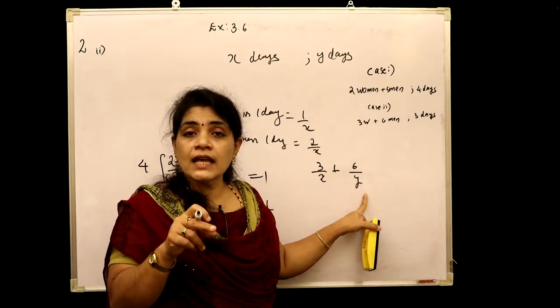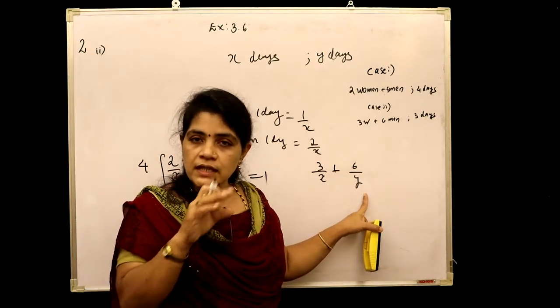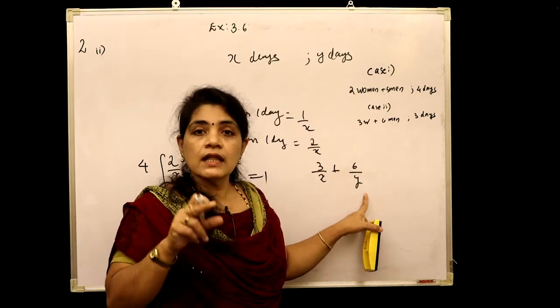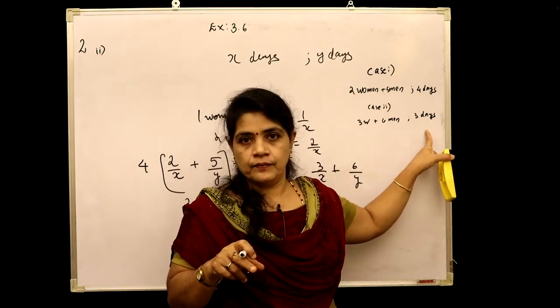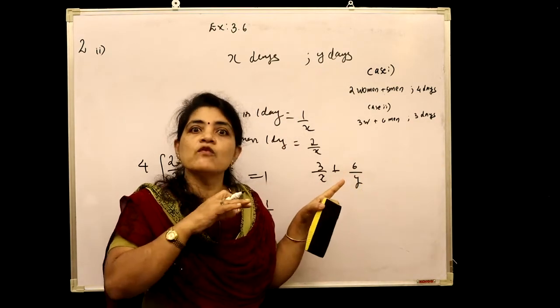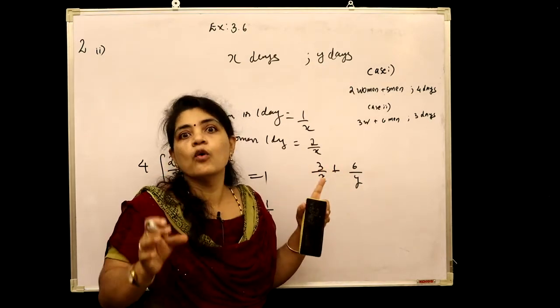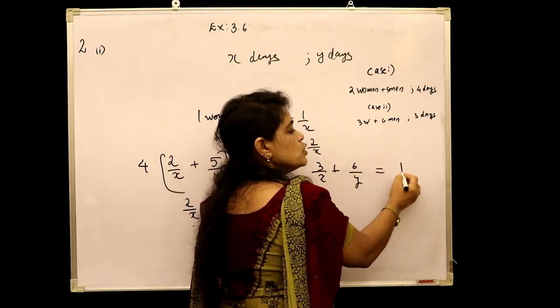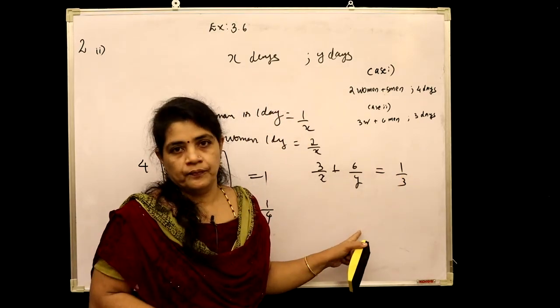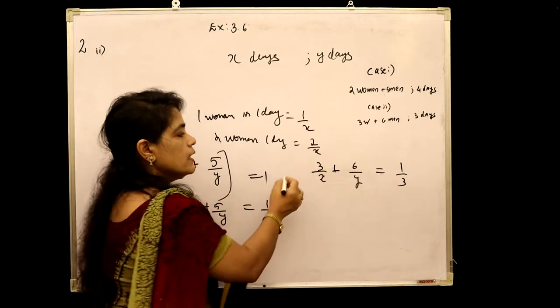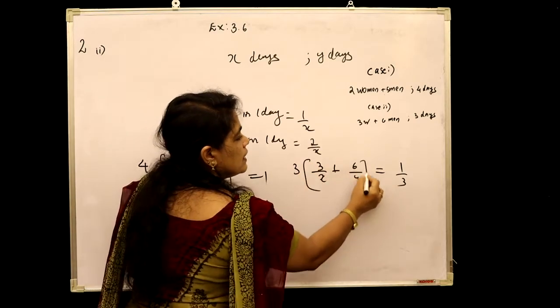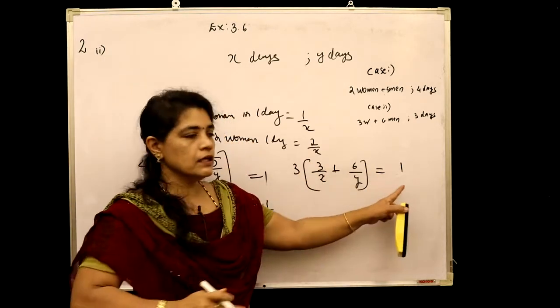Okay, how many days have they taken to finish the same work as in the first case? They have taken only 3 days. So after completing 1 day, they have completed only 1/3 of the whole work. So you can equate this to 1/3. Or, in this manner, if you multiply by 3, you have to equate it to 1.